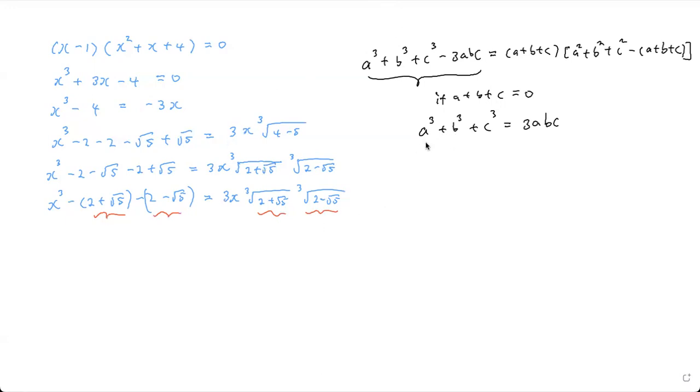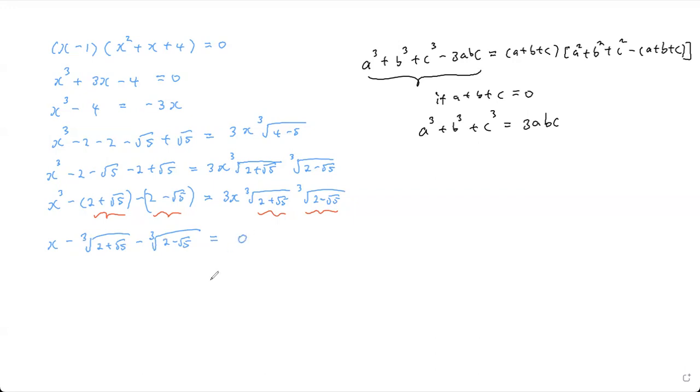So if you notice, well, in this case, our x is actually a, right? And negative of 2 plus root 5 is actually b. Negative of 2 minus root 5 is actually c, right? So you can make the comparison, right? Hence, well, I can say that x minus the cube root of 2 plus root 5 minus the cube root of 2 minus root 5, right? And that should be equal to 0.